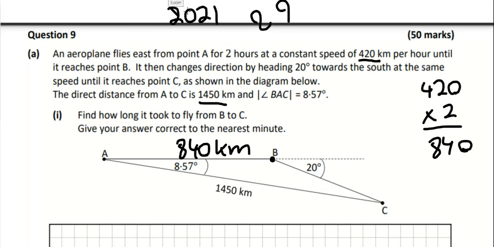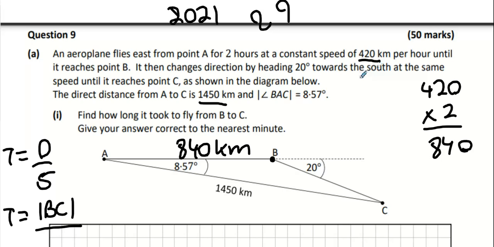All right, now what we're looking for is the distance. Time equals distance divided by speed. And what we're looking for is the distance of B to C divided by the speed, which we're told stays the same at 420 kilometers an hour. So the goal of the question is really to find out what B to C is. Now, this is a straight angle right here. So that means that this angle here has to be 160, because 160 plus 20 is 180.